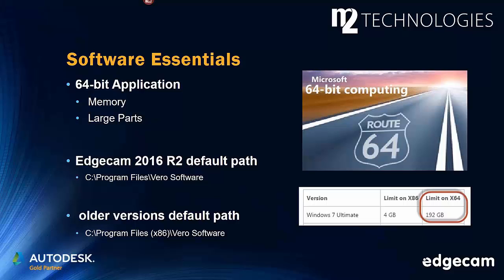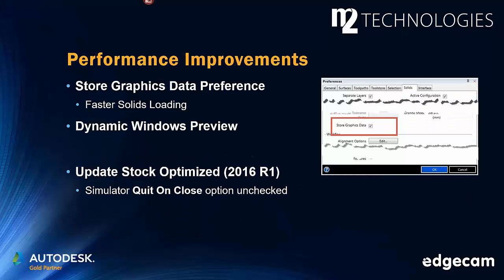So this means that at Edgecam 2016 R2, when you install the software, the default path is C drive, Program Files, Vero Software, Software Developer, and then under that your Edgecam 2016 R2 folder. In older versions, the software installed into C drive Program Files and the x86 folder. Again, that's how Microsoft suggests that software programs be organized, and that's where you'll see things. A little bit of a change, but big performance improvements for many customers, especially those with large parts. The cool thing is you don't have to do anything.